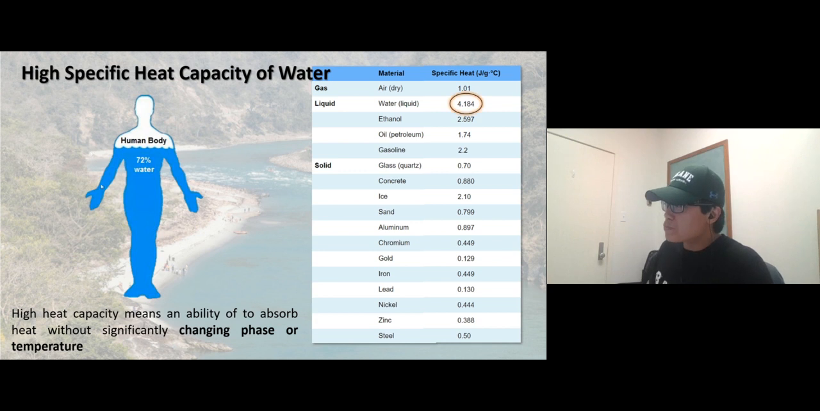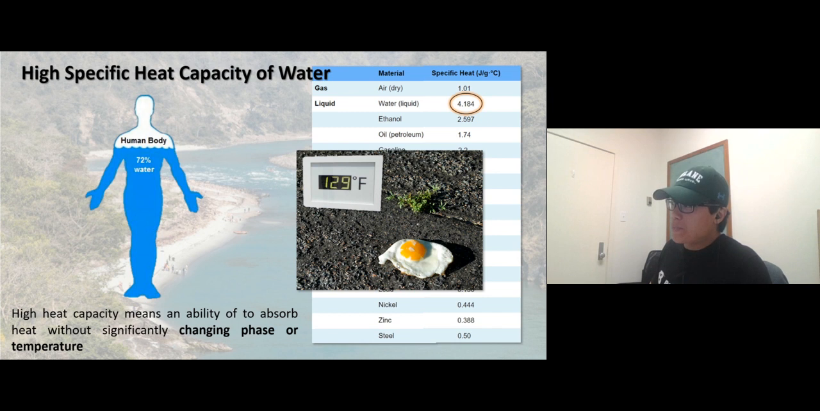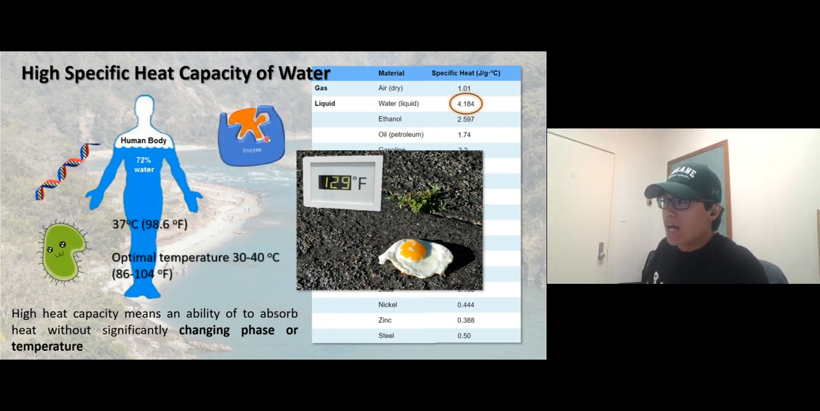Okay, if you compare the specific heat capacity of water to others, like gas, ethanol 2.597, oil, gasoline, none of these have a higher specific heat capacity than water. Okay. So rock has low specific heat capacity. It's probably somewhere in Arizona, you can fry eggs on the ground. So, all right, and the enzymes, DNA, yeah, the optimal temperature for all these to work well is about 30 to 40 degrees Celsius, or 86 to 104 Fahrenheit. Okay.